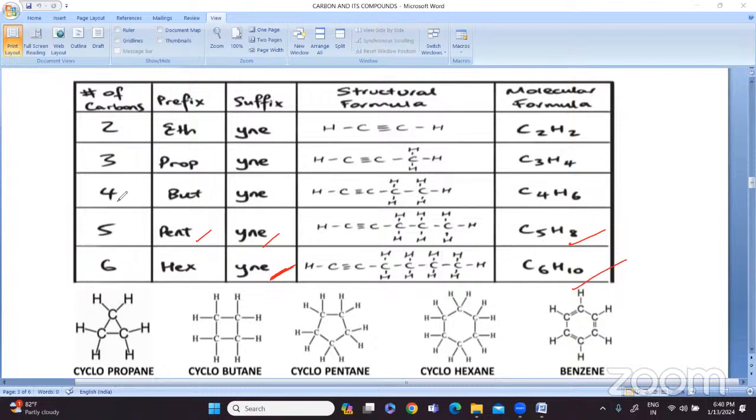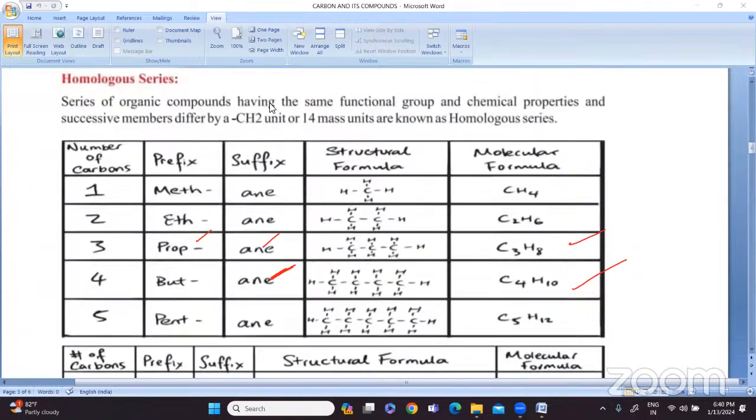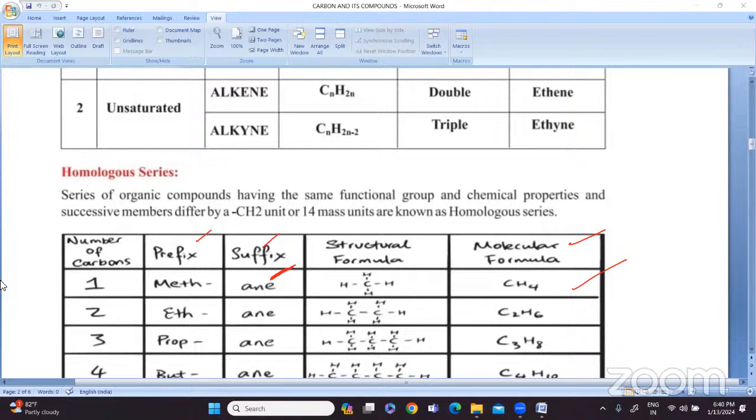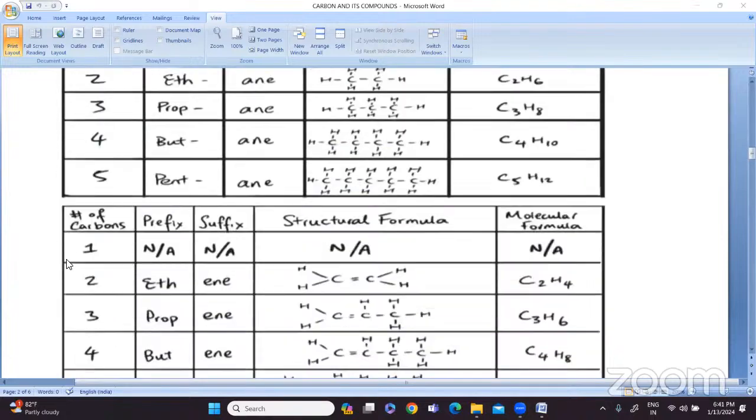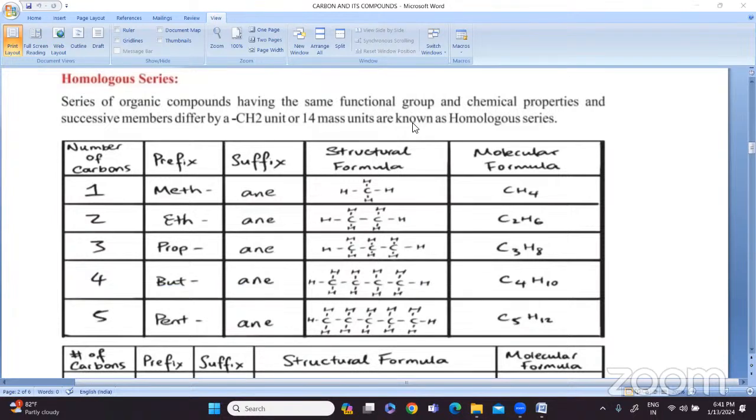So like this. So what is a homologous series? We have seen here that these are series of organic compounds which have the same functional group and similar chemical properties, and they vary by only a CH2 group.